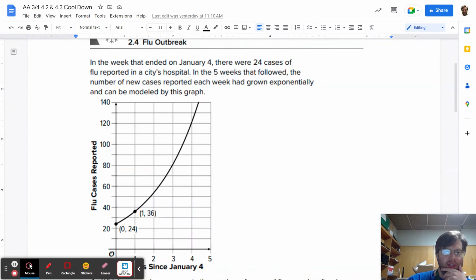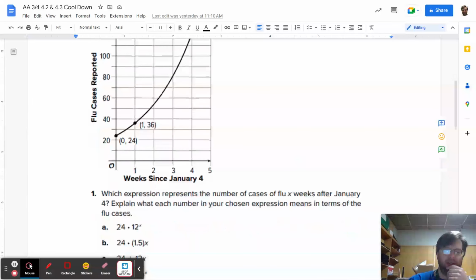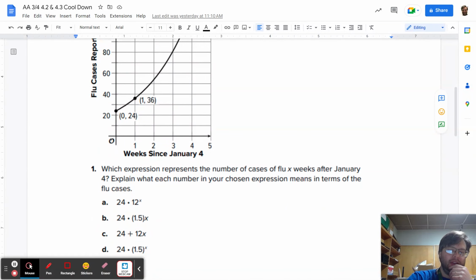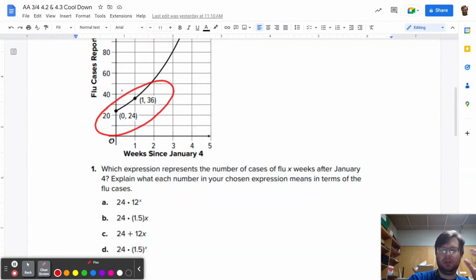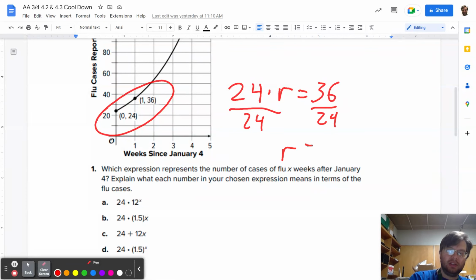We've got 24 cases here at the beginning, and then 5 weeks after that, we've got an exponential growth. So you see that familiar looking curve there. And whenever you have an exponential problem, remember that we're talking about a situation where you're always multiplying by the same amount. So you started with 24 things and you multiplied it by something to end up with 36. And the way you solve an equation with multiplication is you divide. And it turns out that 36 divided by 24 is 1.5.